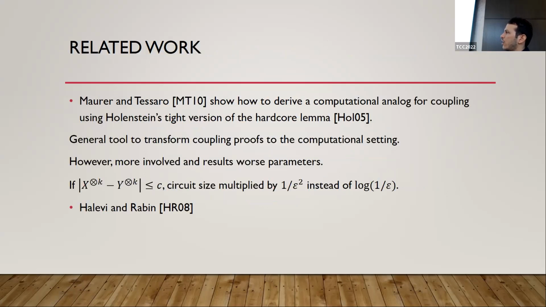Before we get to the actual adversary, I need to mention a few related works. First of all, Maurer and Tessaro show how to get a computational generalization of the coupling technique, and they do this using Holenstein's tight version of the hardcore lemma. So once you have this, you have a general tool of moving statistical proofs using coupling to the computational setting. So we can also apply it here because we can prove the bound that I mentioned using coupling. And so we can do this and it works.